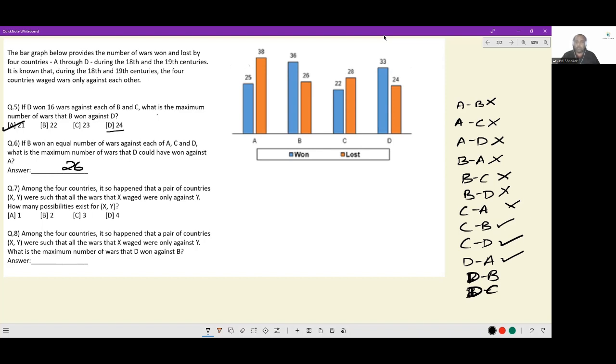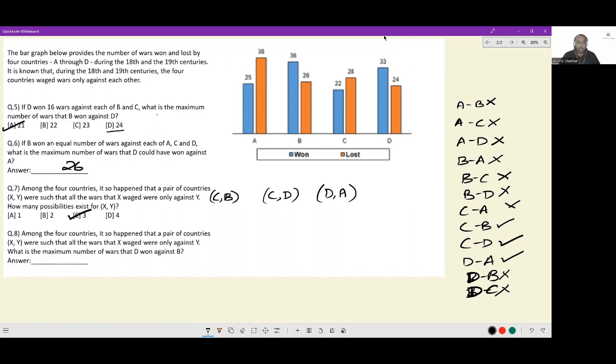How about DB? 33 wins, 26 losses. Not possible. DC, 33 wins and 28 losses. Not possible. So there are three possible pairs of X and Y. The pairs being CB or CD or DA. These are the three pairings possible, such that all wars of the first country are waged against the second country only. The answer to the question is option C.